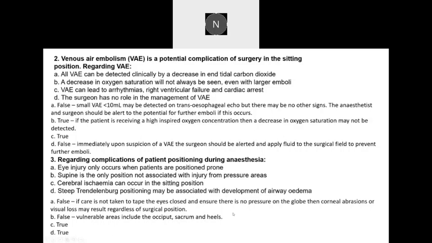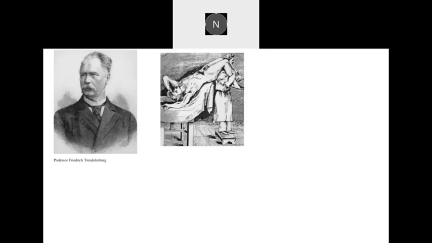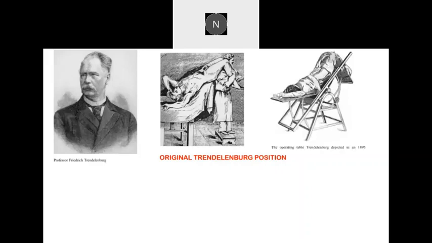This is Professor Trendelenburg. He was a German surgeon, and he trained under Langenbeck, another German surgeon. This is how he developed his Trendelenburg position. Some assistant had to hold the legs and keep the patient almost hanging down. Because this person could not do it for a long time, he designed the table, the original Trendelenburg position. Then he designed the operating table depicted in this picture in 1895. And what is this position?